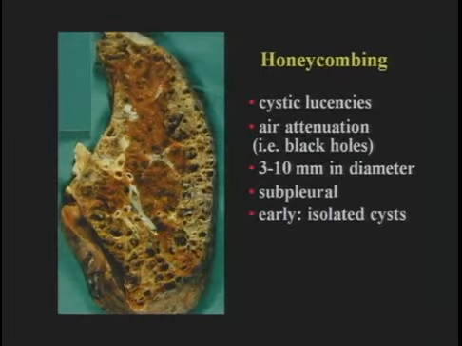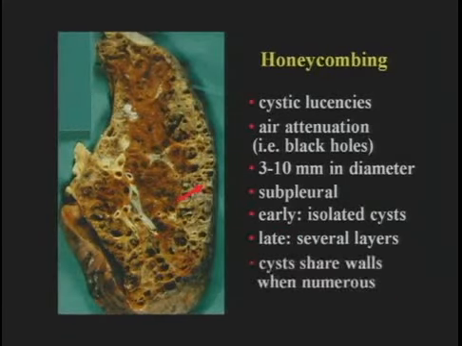Early on, you will only see a few isolated cysts. Later on, cysts occur in several layers, and cysts share walls when numerous. And these have a tendency to occur in clusters, and they're not simply black holes, they have a recognizable wall surrounding them, which is fibrotic.